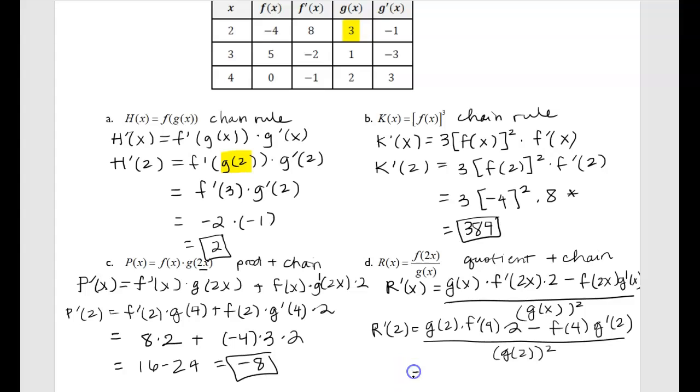Okay, so if I evaluate that, g of 2 is 3, f prime of 4 is negative 1 times 2 minus f of 4 is 0 times g prime of 2 is negative 1, all over 3 squared. So this second part just cancels out because it's 0, so I have negative 6 over 9, which simplifies to negative 2 over 3.